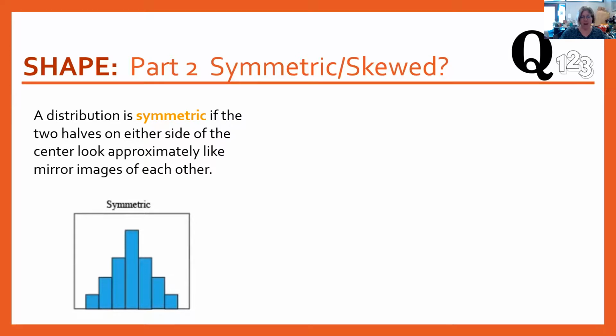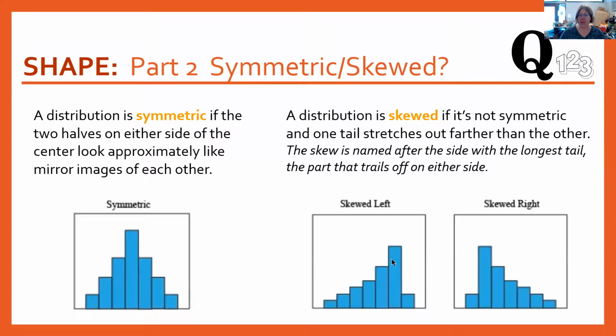So if it's not symmetric, another option to describe it is that it's skewed. A distribution is skewed if it's not symmetric, and you have one side of that histogram, that tail, stretches far off into the distance. Okay, so this picture is skewed left. You can see that it drops off pretty quick on the right-hand side, but on the left-hand side, it takes its time meandering down and across. So the tail is on the left side here, and so we would say this one is skewed left.